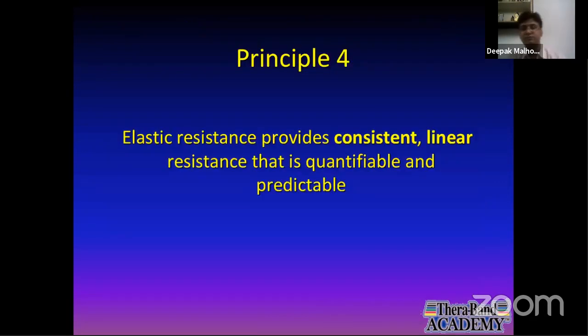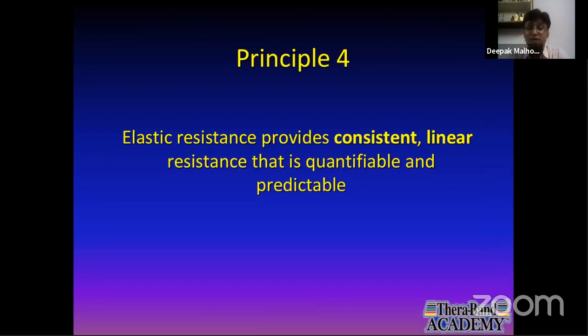Now principle 4: elastic resistance provides consistent linear resistance that is quantifiable and predictable. This is very important. Now you can predict how much force there would be at a certain elongation of that band, because it is objective. You are not firing in thin air or just using something out of the blue. There is a basis for using a particular band for a particular exercise, for a particular movement. So there is a basis for each and everything.